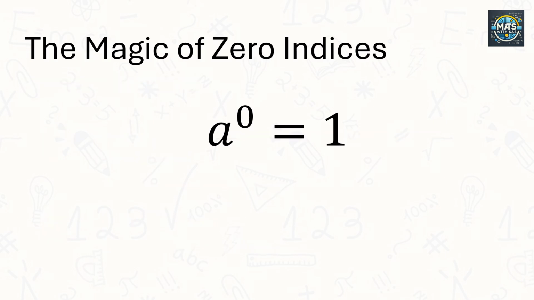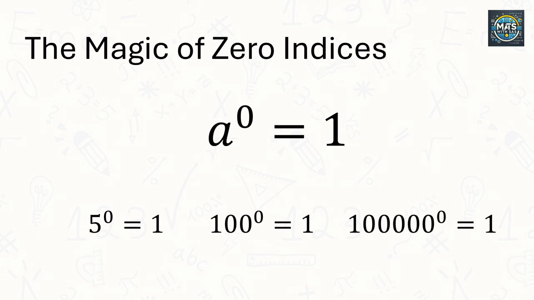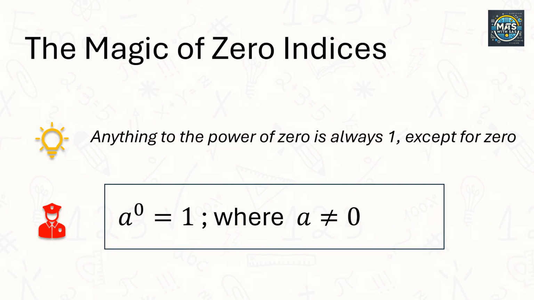Any number raised to the power of 0 is always equal to 1, as long as the base is not 0. For example, 5 raised to the power of 0 equals 1. Similarly, 100 to the power of 0 is also 1. This is because any number divided by itself is always 1, and that is the pattern that follows when applying index laws. Zero indices follow the rule that a to the power of 0 equals 1, as long as a is not 0.